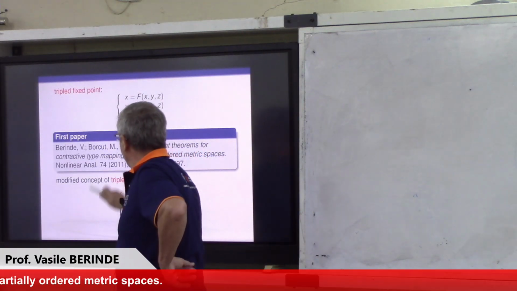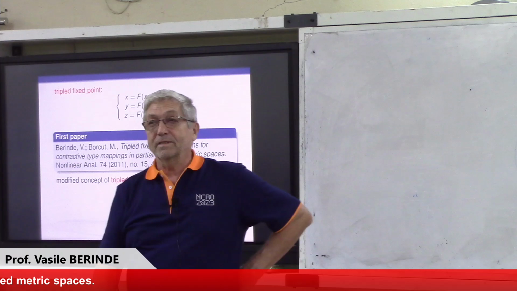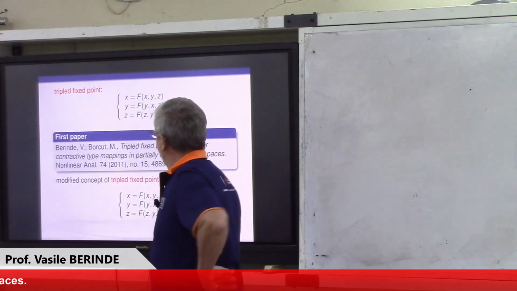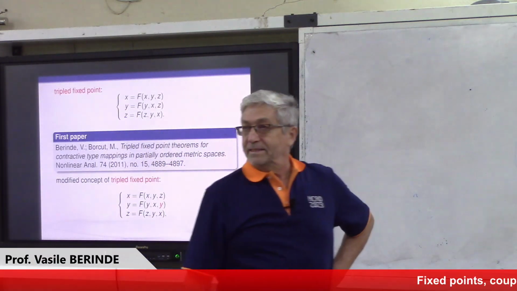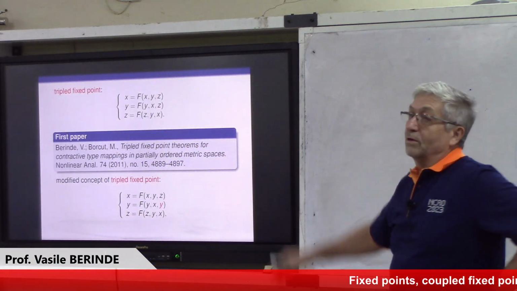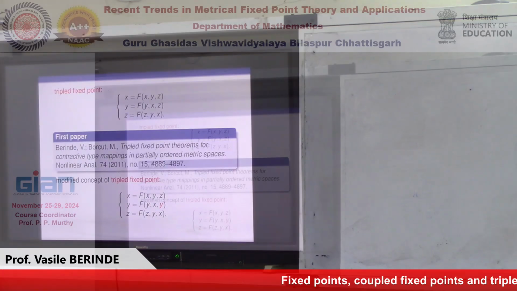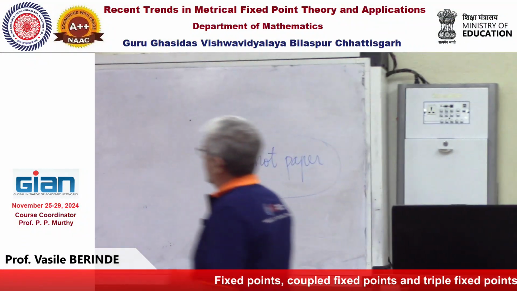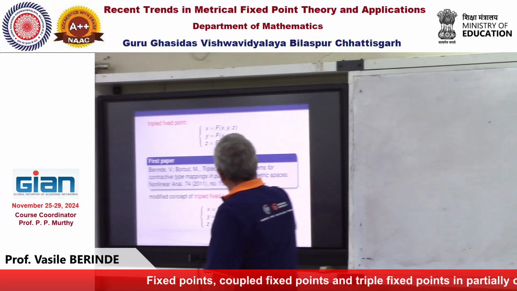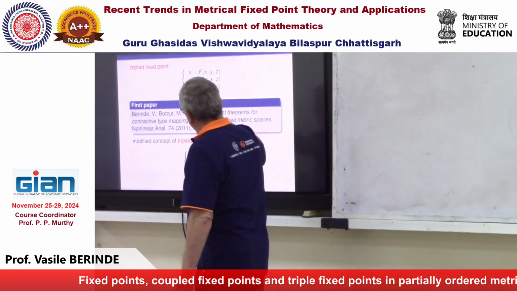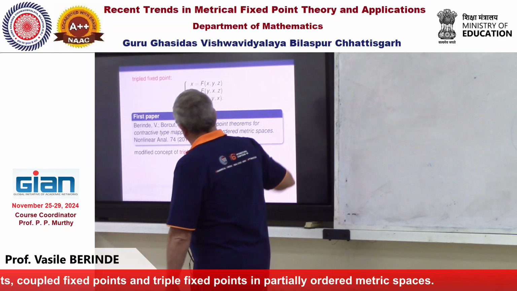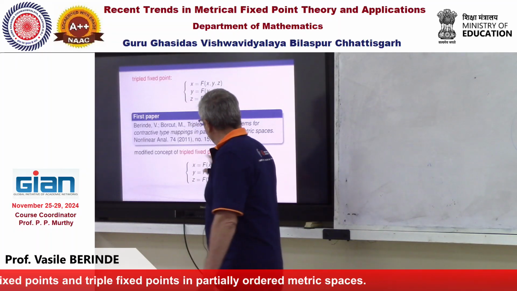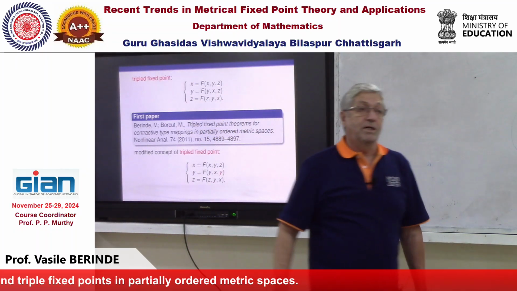So the final definition of a triple fixed point was this one. You cannot find it in that list of 6. But it's the only way we can solve the problem. Why? Because here f is increasing in the first, decreasing in the second argument, and increasing again. So this was possible just by changing this.